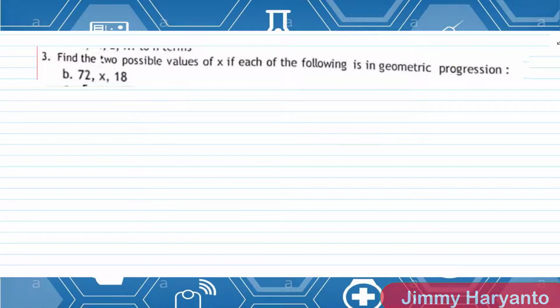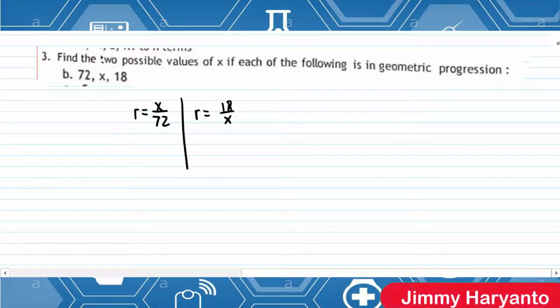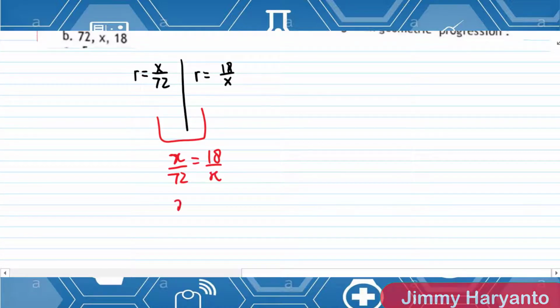And the next is 3b. It's still the same. From the second and the first, I will get the ratio equals x over 72. From the third and the second, I will get 18 over x. So the ratio should be the same: x over 72 equals 18 over x. So cross multiply, x squared equals 18 times 72 equals 1296.